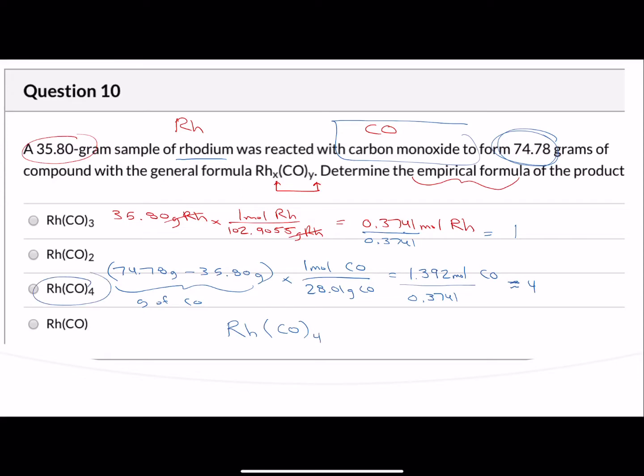And again, the only way to determine that is by looking at the ratio of the number of moles of rhodium to the number of moles of carbon monoxide. You can't just use grams. You have to use the number of moles to solve that problem.